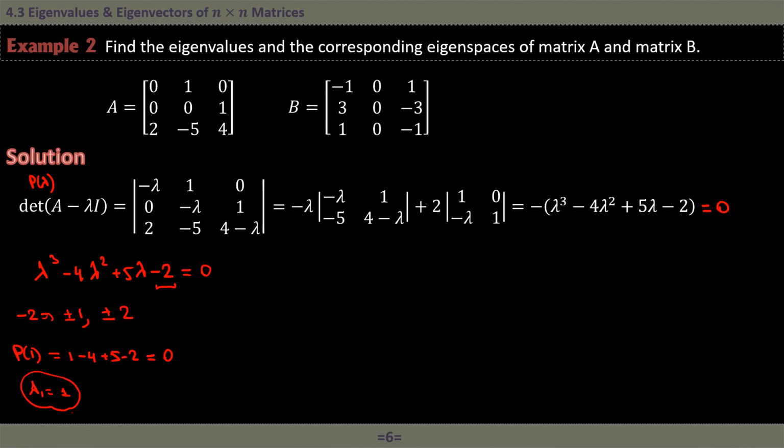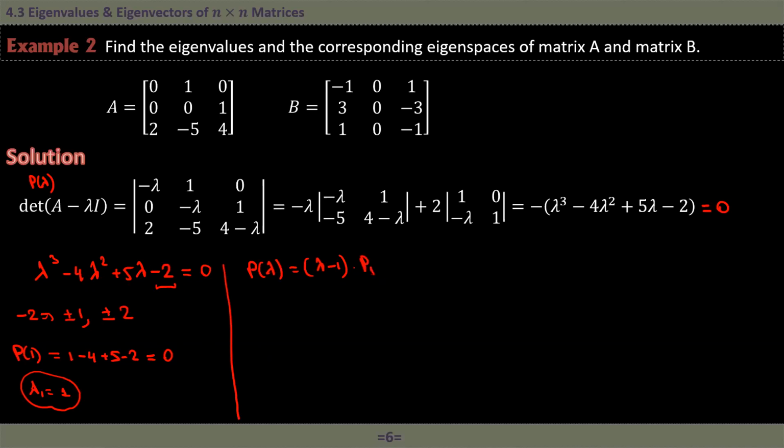You can also find another one just by trying this, but that may take a long time. Instead, let me use this method. Since lambda 1 is equal to 1 is a root, P of lambda should be divisible by lambda minus 1, because when lambda is 1, that's equal to 0. And here I can write another polynomial.